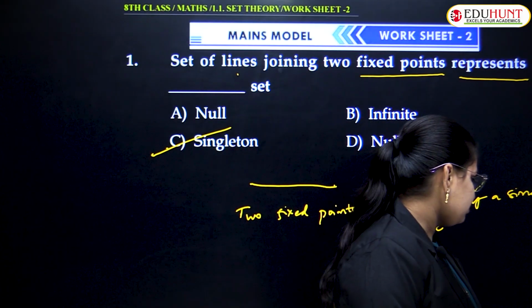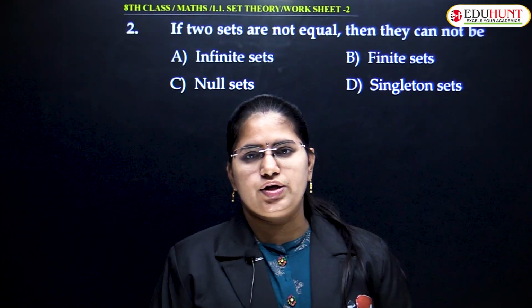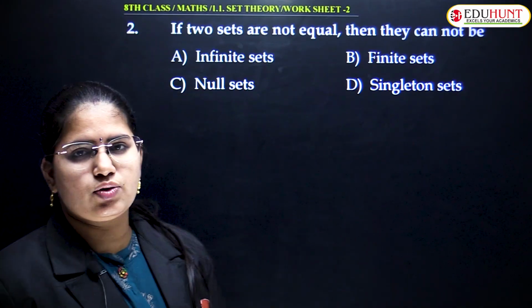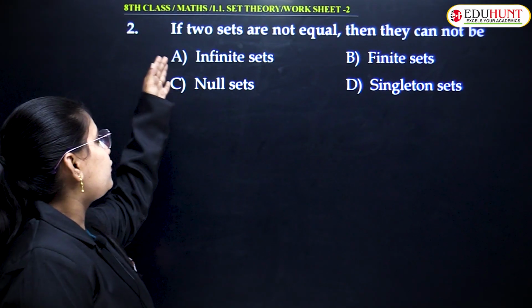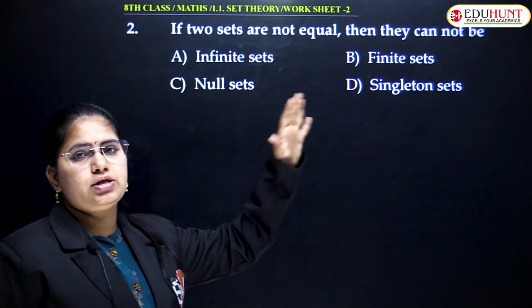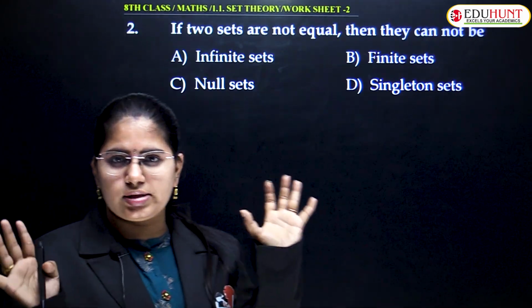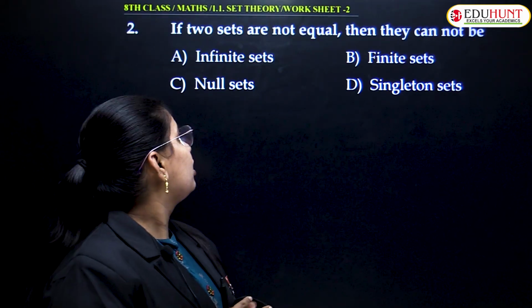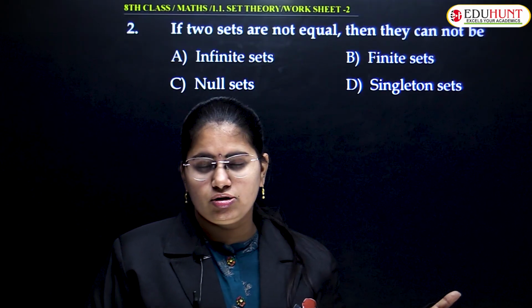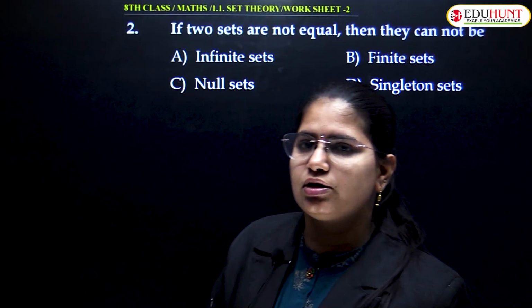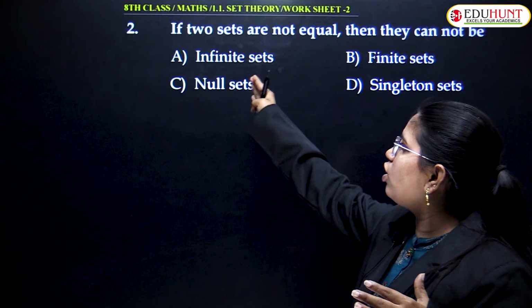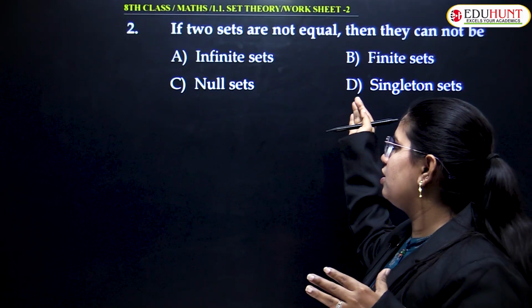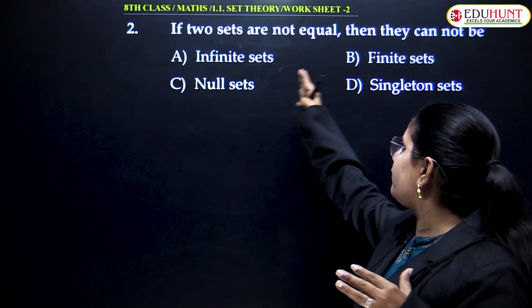Yeah. So what is the next question? Here comes the next question. Please read out. If two sets are not equal, suppose you are considering two sets and those sets are not equal, then they cannot be dash. So before solving this, you should also be familiar with all these four option sets. What are the definitions of these sets?